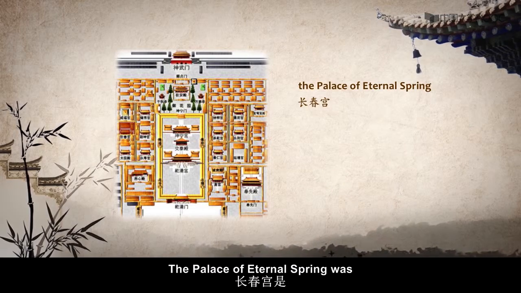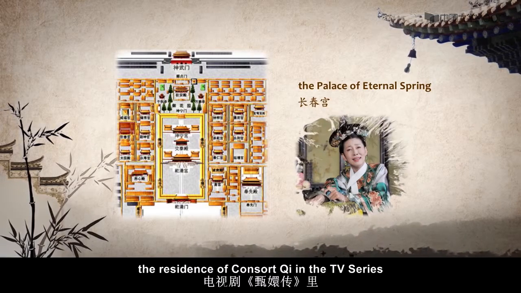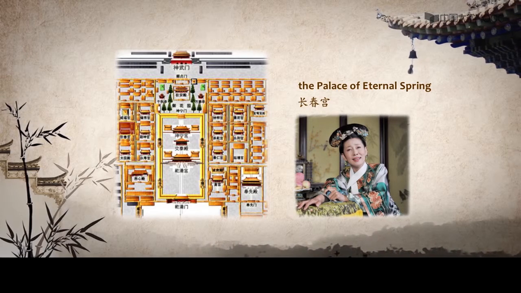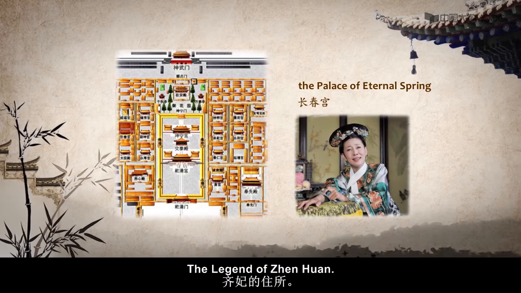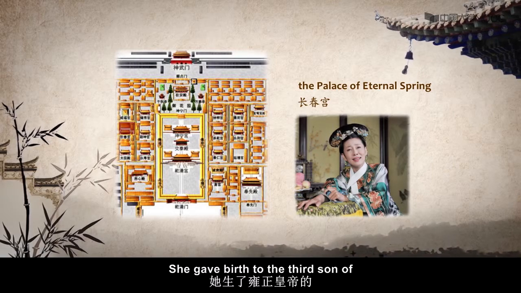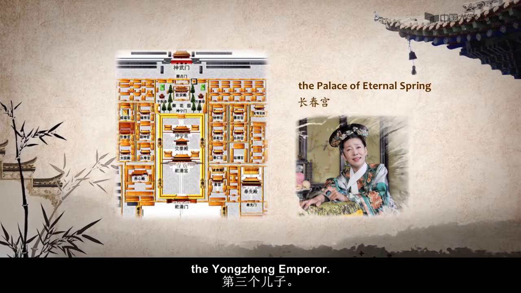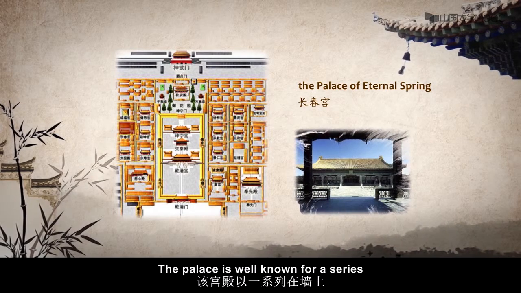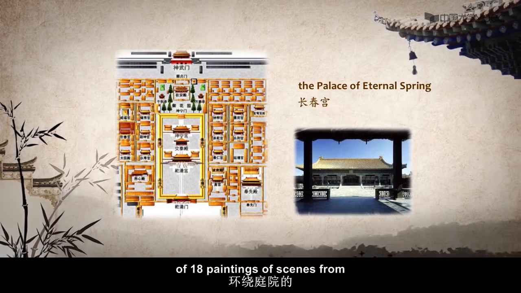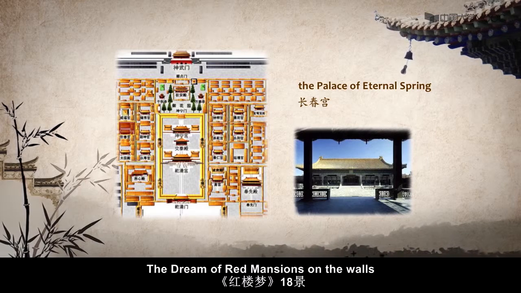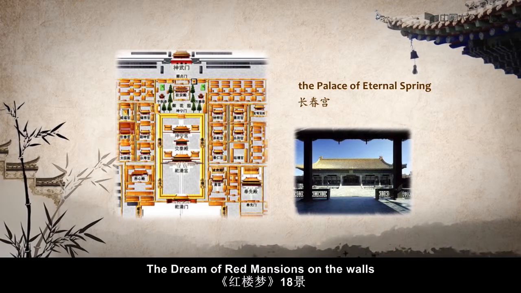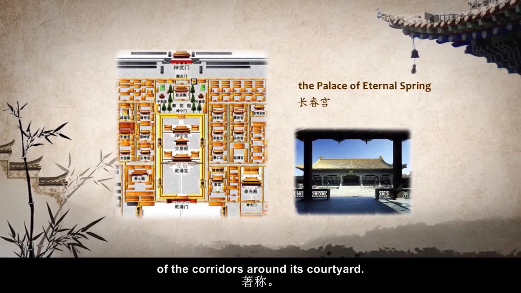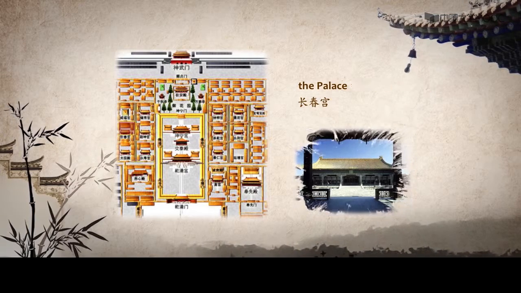The Palace of Eternal Spring was the residence of Consort Qi in the TV series Legend of Zhen Huan. She gave birth to the 3rd son of Yongzheng Emperor. The palace is well known for a series of 18 paintings of scenes from the Dream of Red Mansions on the walls of the corridors around its courtyard.